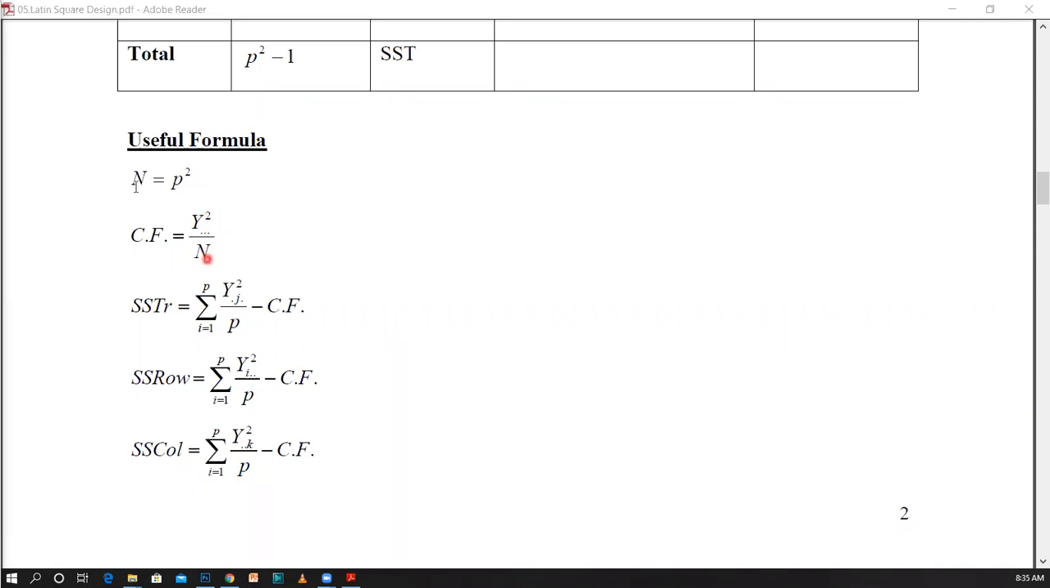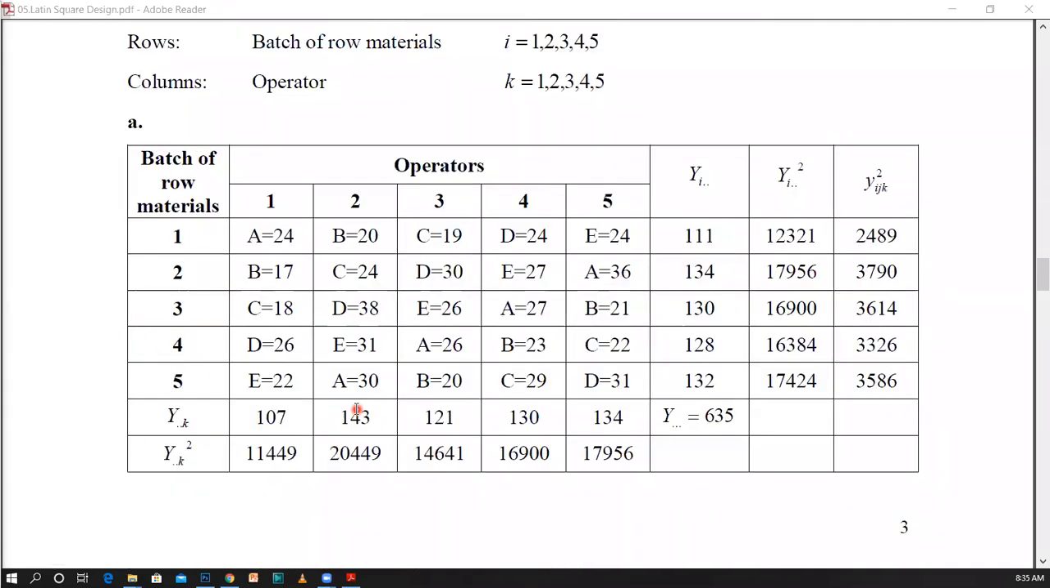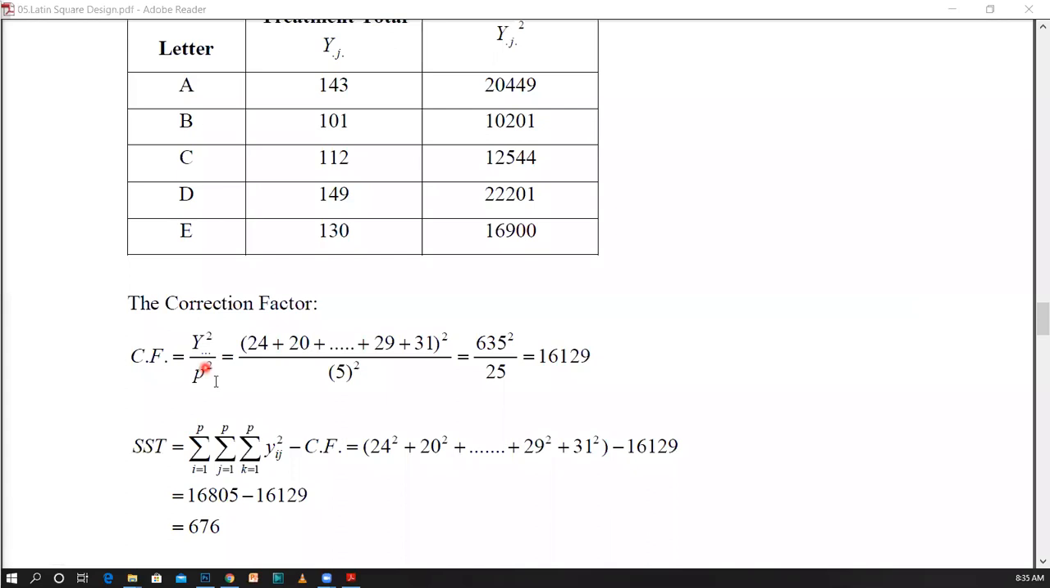Since capital N is equal to P squared, I have directly used the term P squared here, or else you can use it as N. N is also equal to 25, where N is equal to P squared. Therefore, since we have already obtained this grand total as 635, you can directly square it and divide it by 25. Therefore, the correction factor was obtained as 16,129.